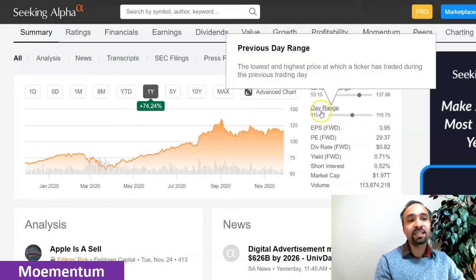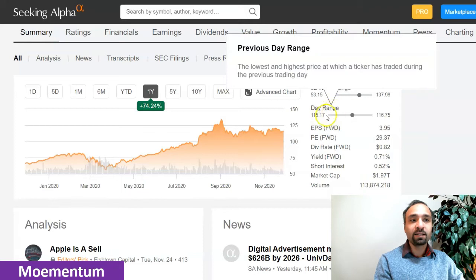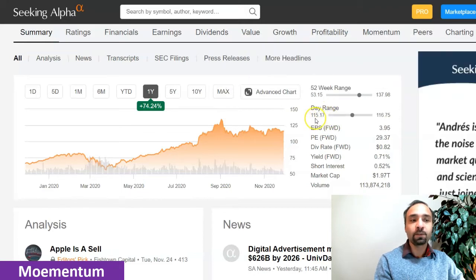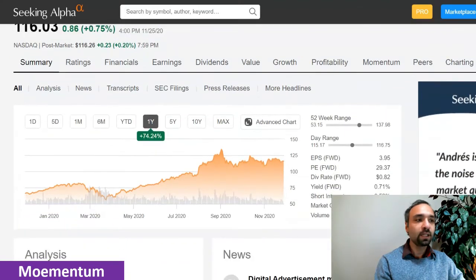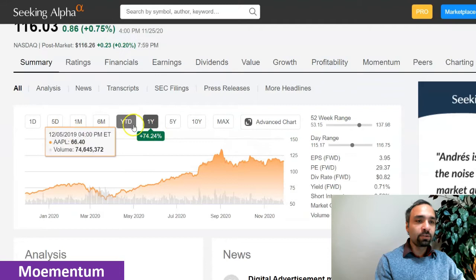So on the last trading day where Apple was being traded, the range was as low as $115.17 to as high as $116.75, and ended up closing on this spot, which was, as we talked about earlier, $116.03. You could scroll and use different options here.